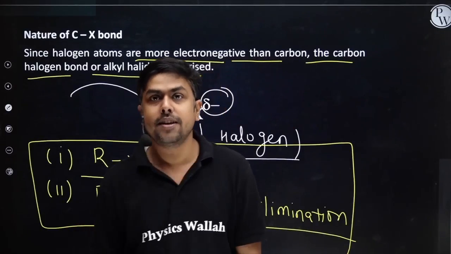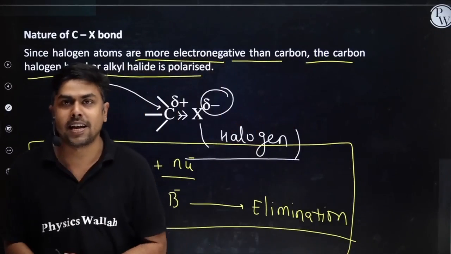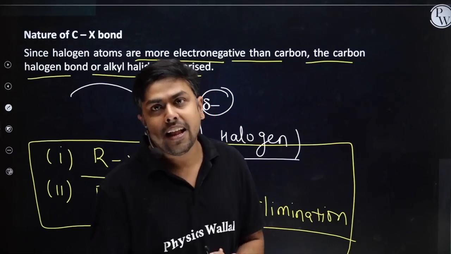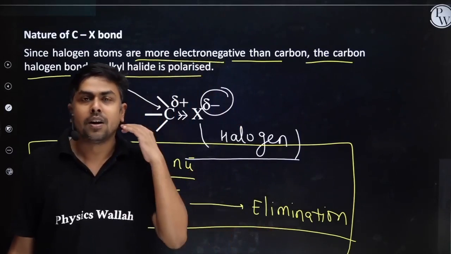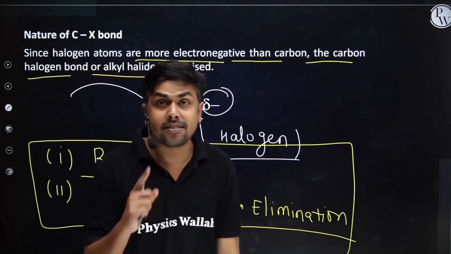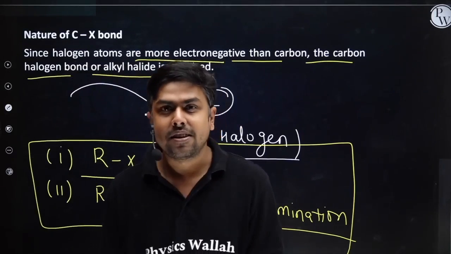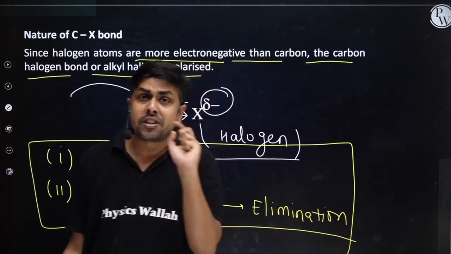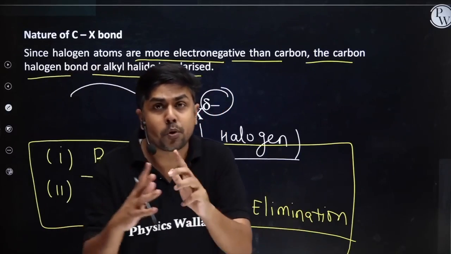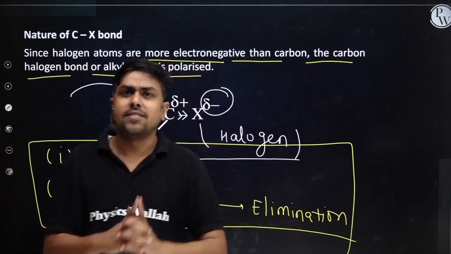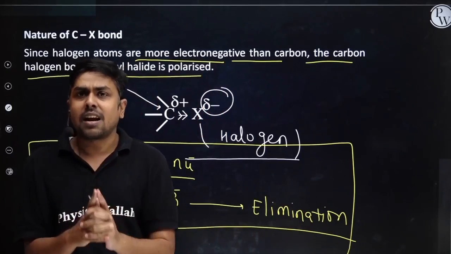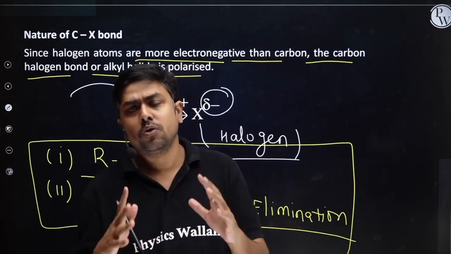So these are the two most important reactions of alkyl halide. The first one is nucleophilic substitution reaction, where an alkyl halide is treated with a nucleophile, and there we will have a substitution reaction. And the second one is elimination reaction, where the alkyl halide is treated with a base and the product which we get is in general alkene. We'll discuss it one by one. Let's start with nucleophilic substitution reaction itself.